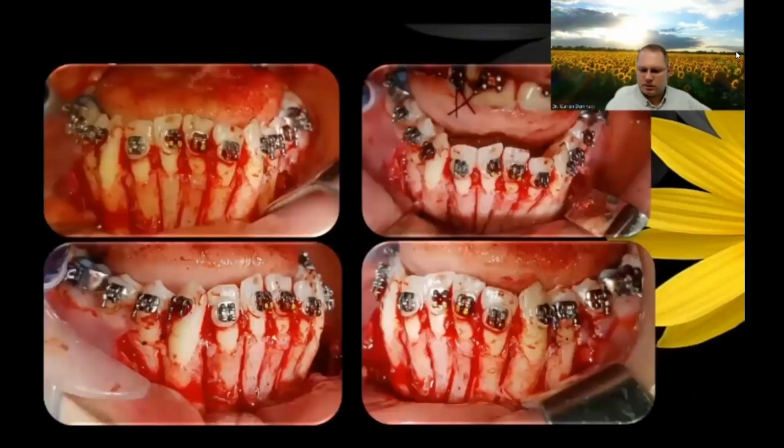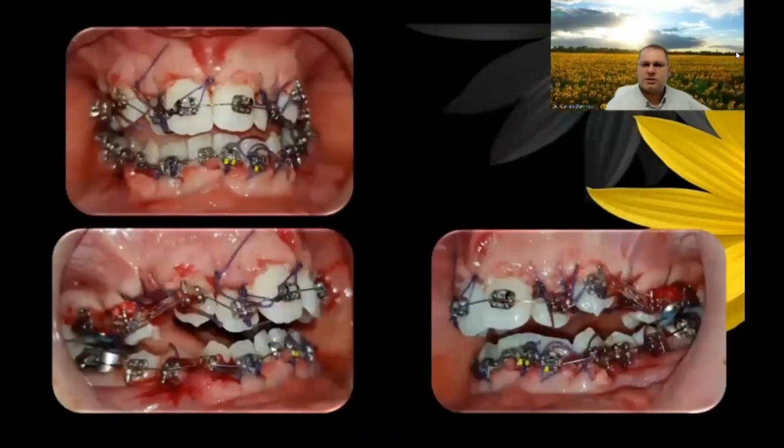This is then the mandible. Of course, all was done in the same session. And this is then the situation after grafting and suturing everything. Directly afterwards, the orthodontist starts the treatment with whatever means she finds necessary to move the teeth as soon as possible.